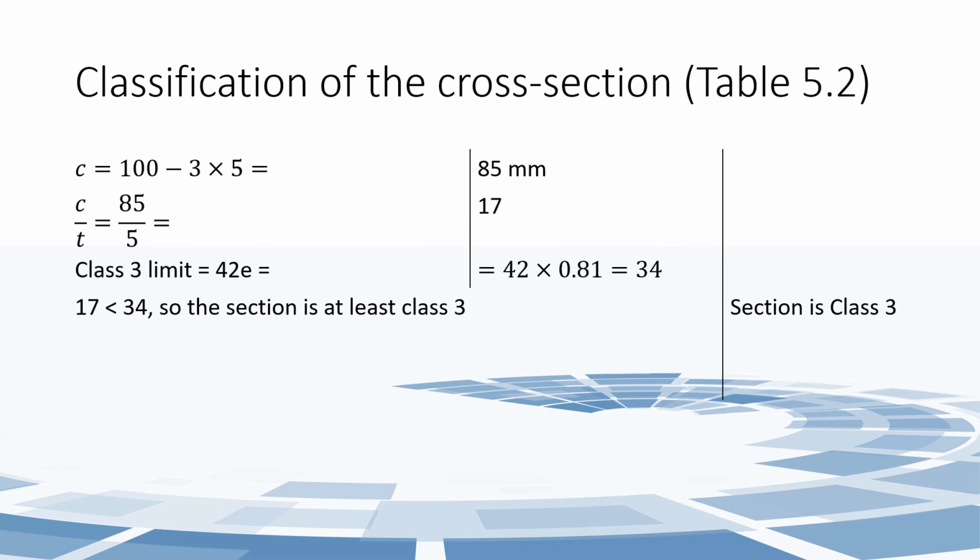As usual, you need to check the classification of the cross section. You refer to table 5.2. So c equals 100 minus 3 times 5, which is equal to 85 mm.